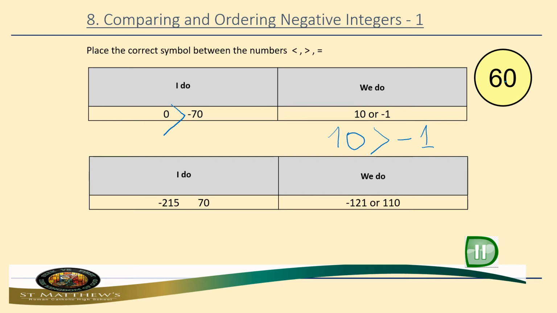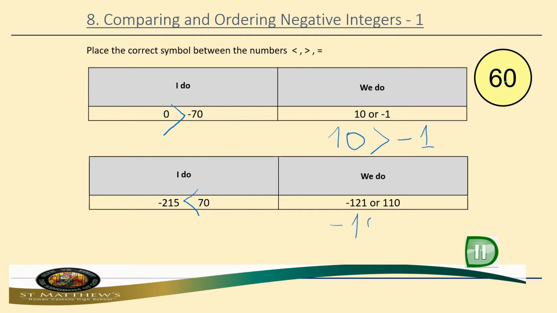-270 or 70. Any positive number is always greater than the negative. So again, our sign points to the smaller one, so it points to -215. Now, you are really good mathematicians. So 20 seconds to do the we do in your books. Okay, the time is up. Green pens, mark your own work.